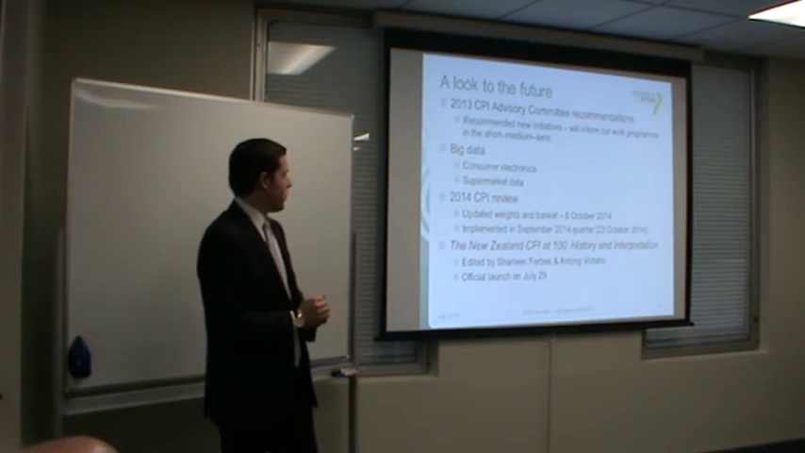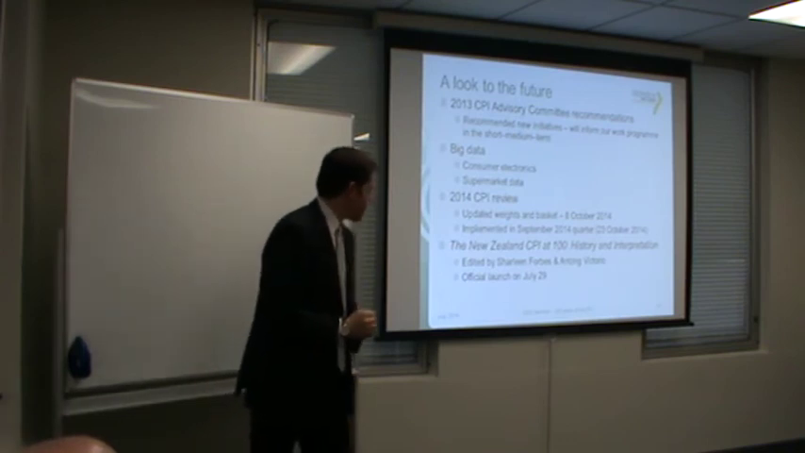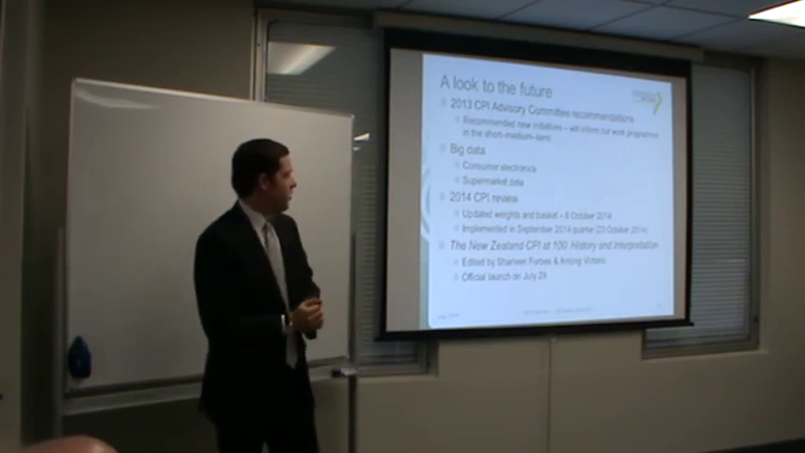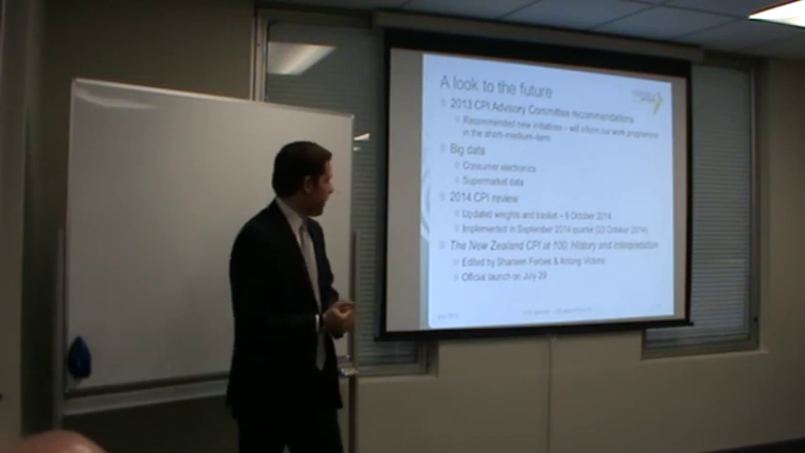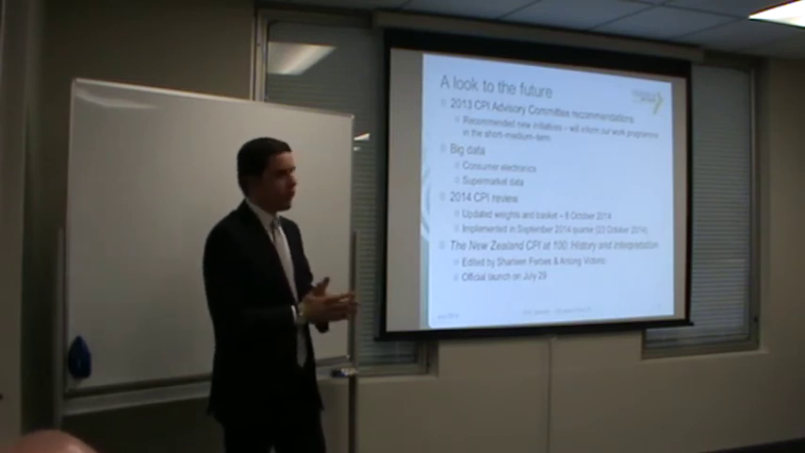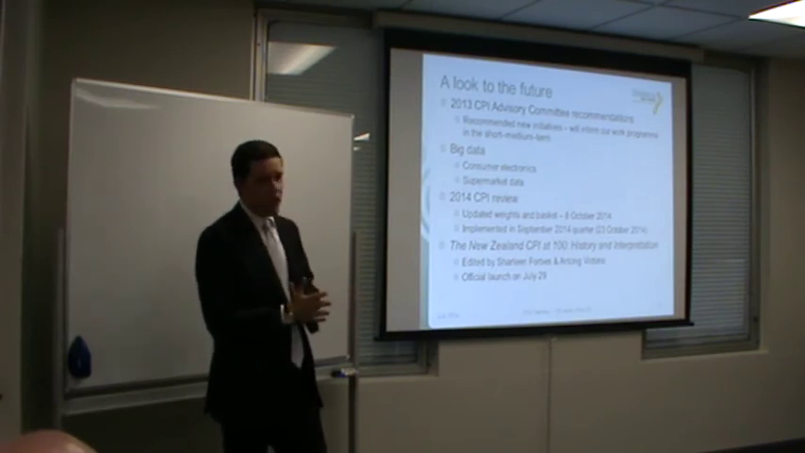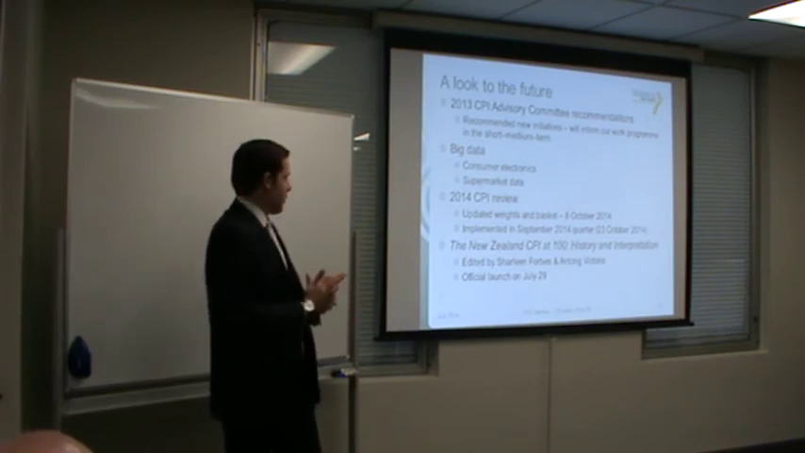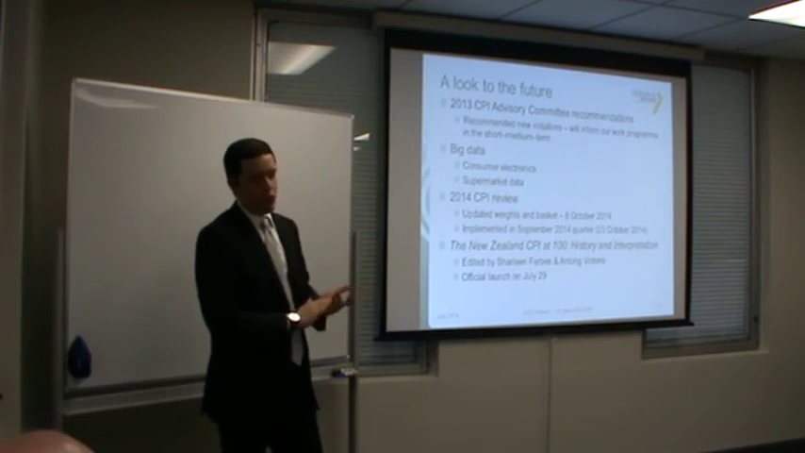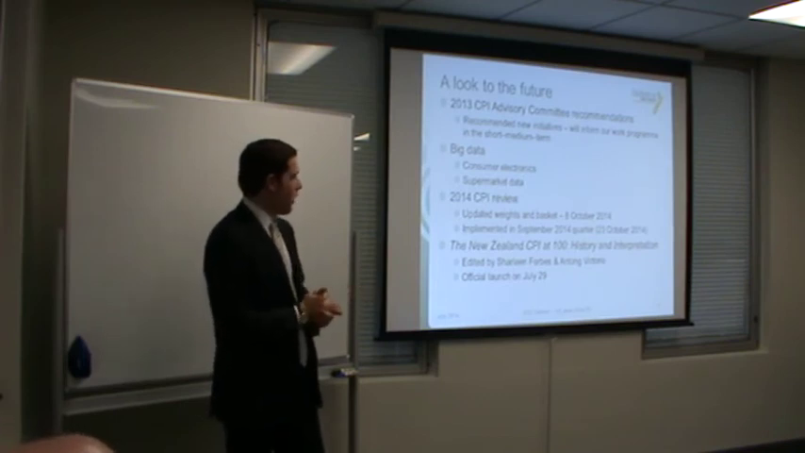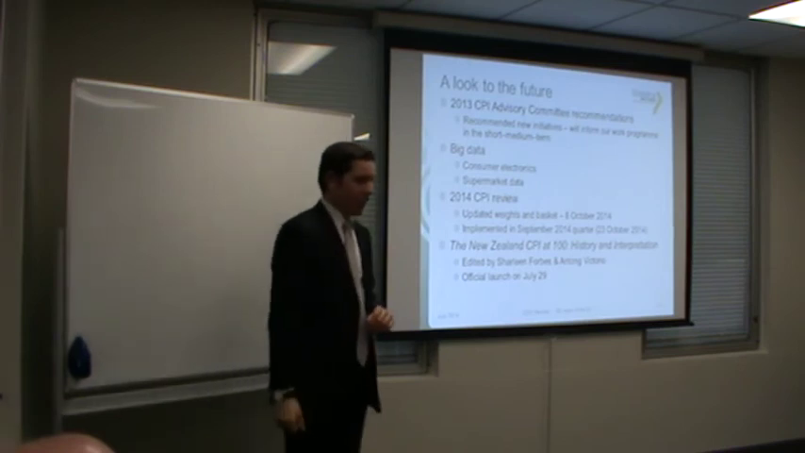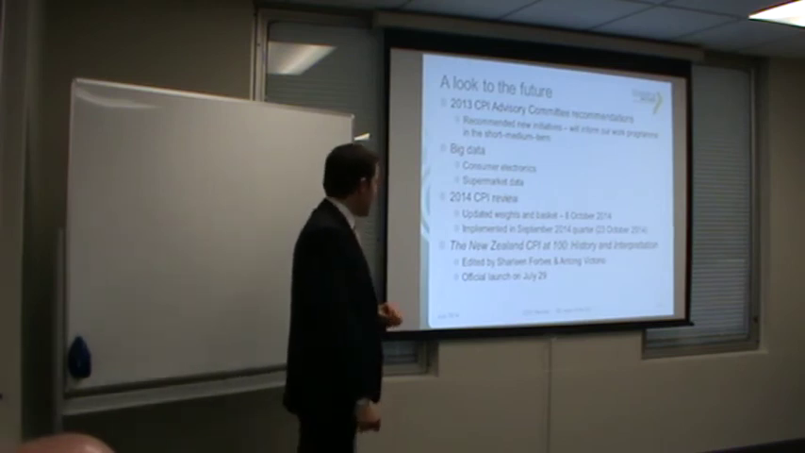And we've also been working with Charlene Forbes and Anton Victorio on a book called The New Zealand CPI at 100, History and Interpretation. This book is having its official launch on the 29th of July. So it should be a good read, and I encourage you all to pick it up.